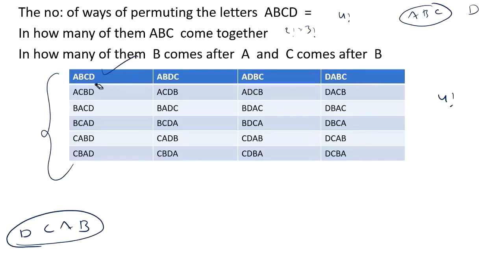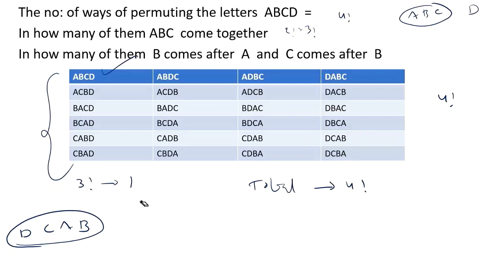Now, if I fix this D, I can arrange this ABC in 3 factorial ways. But out of these 3 factorial arrangements, I am interested in only 1 arrangement. So these 3 factorial arrangements give rise to a single permutation. The total number of permutations that I have is 4 factorial. So every 3 factorial arrangements give rise to a single permutation.